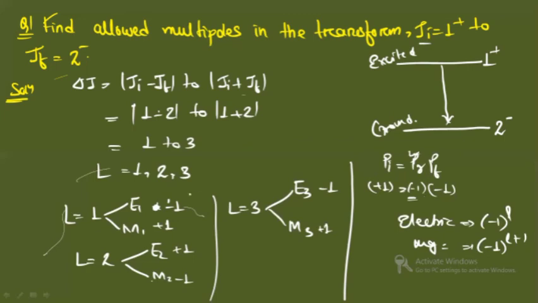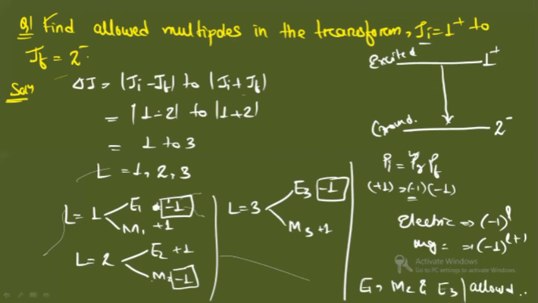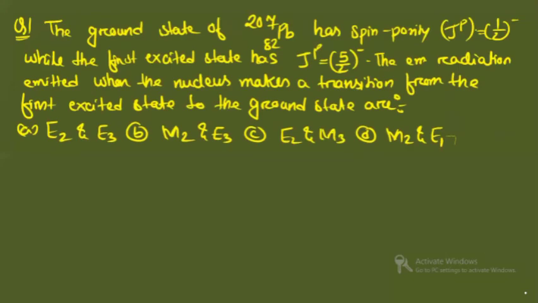So you need the parity to be minus 1. What are the allowed multipoles? E1 is allowed, E3 is allowed, and M2 is allowed. So in this case, the allowed transitions are E1, M2 and E3. Clear? So this is how you can find the allowed multipoles. Next we will see the ground state of this nucleus.